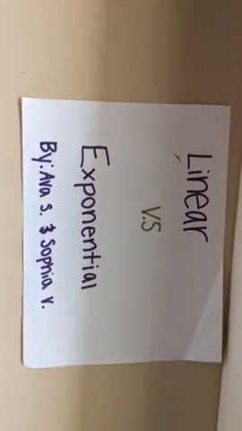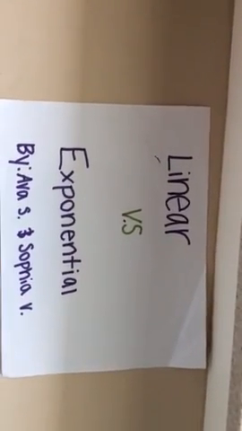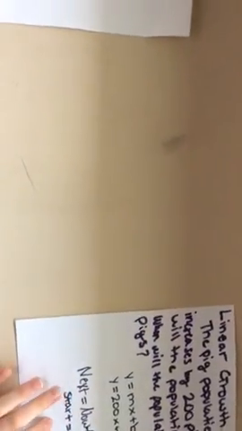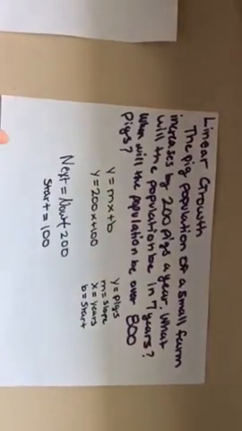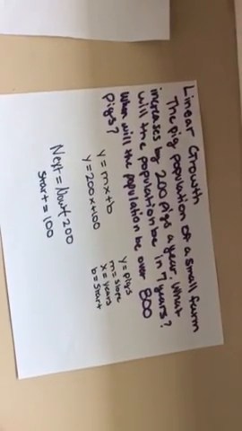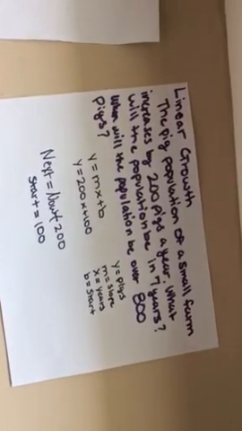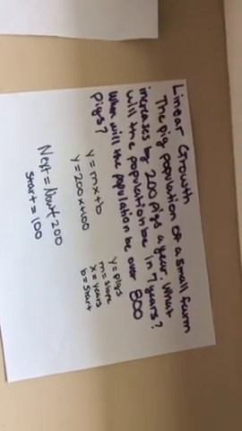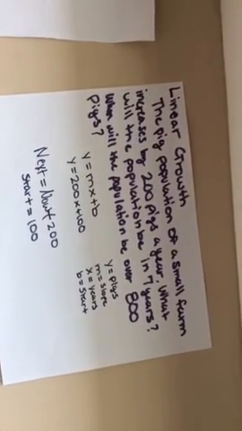So this is me and Ava's linear versus exponential slideshow. This is our linear growth. The pig population of a small farm increases by 200 pigs a year. What will the population be in 7 years? And when will the population be over 800 pigs?